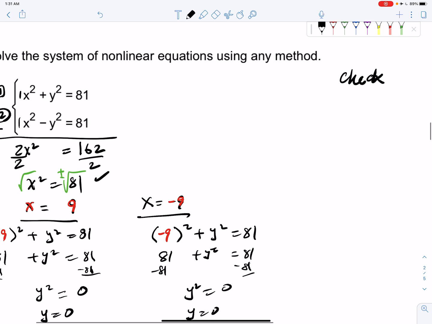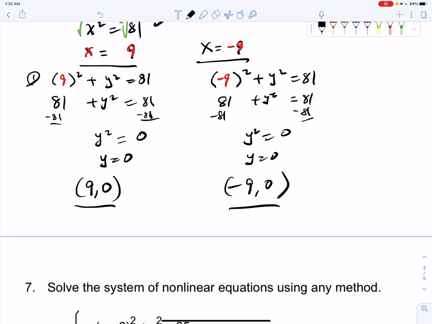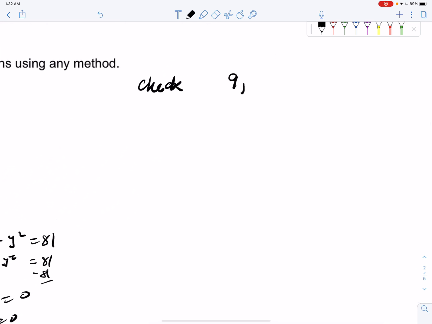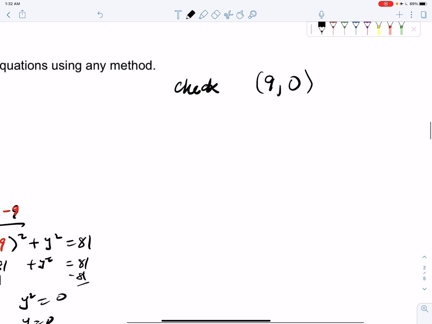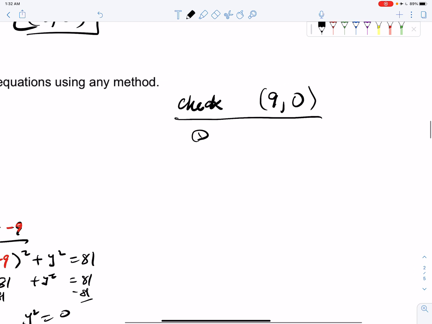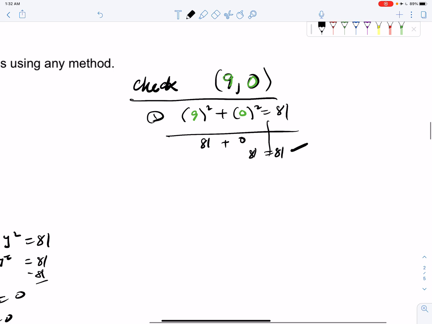So what do I need to check? I'm checking, and remember, because one is positive, one is negative, if we're squaring it, we may only need to check one of these answers. Let's start with 9 comma 0, and let's also start with equation number 1. Now equation number 1 is just x squared plus y squared equals 81. Well, let's see. x is 9 and y is 0. 9 squared is 81. 0 squared is 0. When you add that together, you get 81 equals 81. So that works.